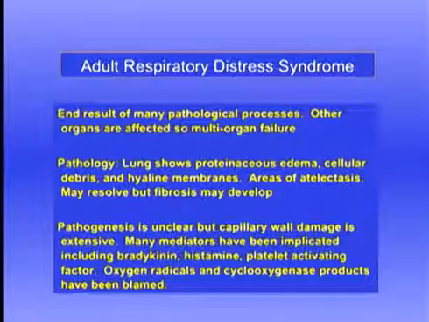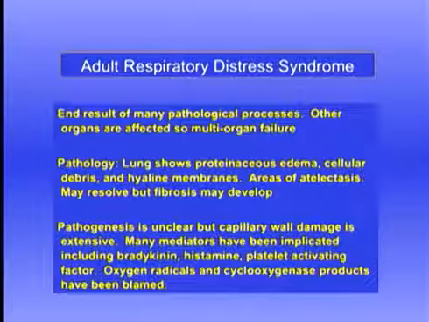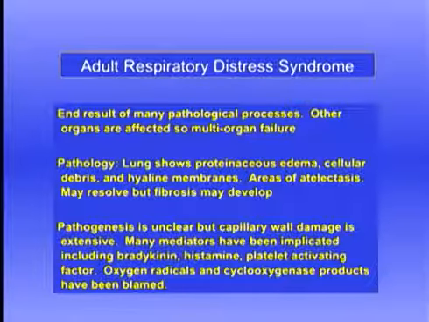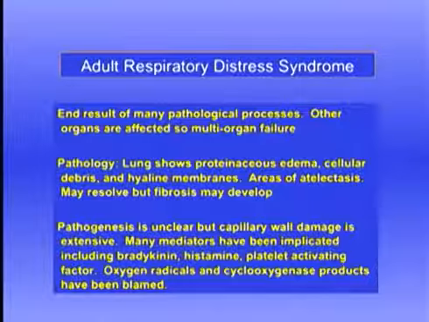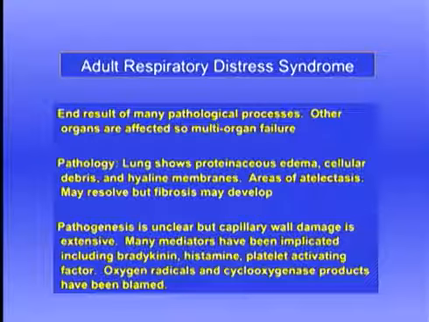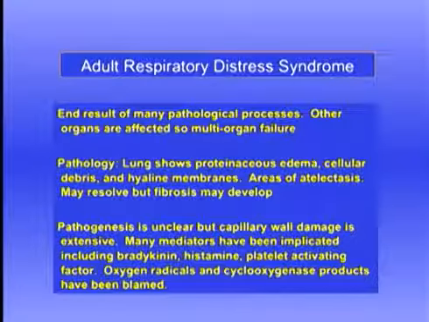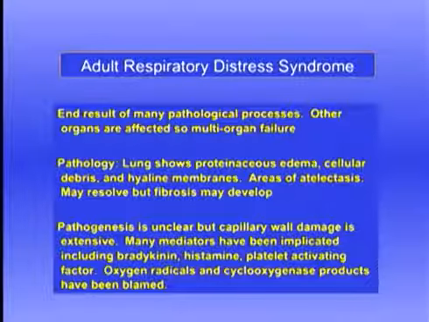There are many mediators that have been implicated: bradykinin, histamine, platelet activating factor have all been considered. And a number of people think that oxygen radicals are important, and cyclooxygenase products have also been blamed.